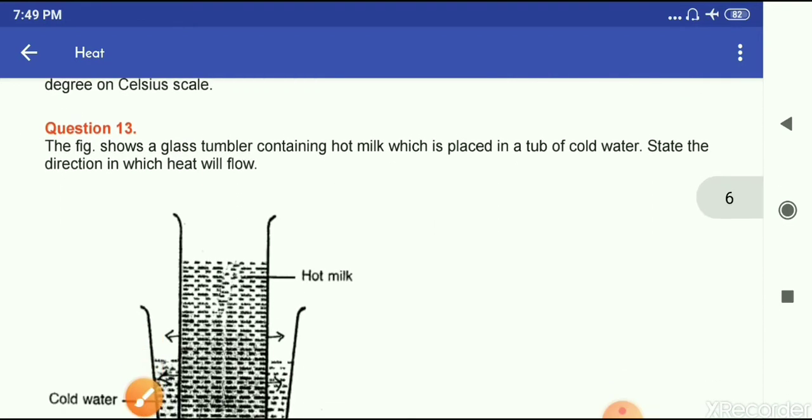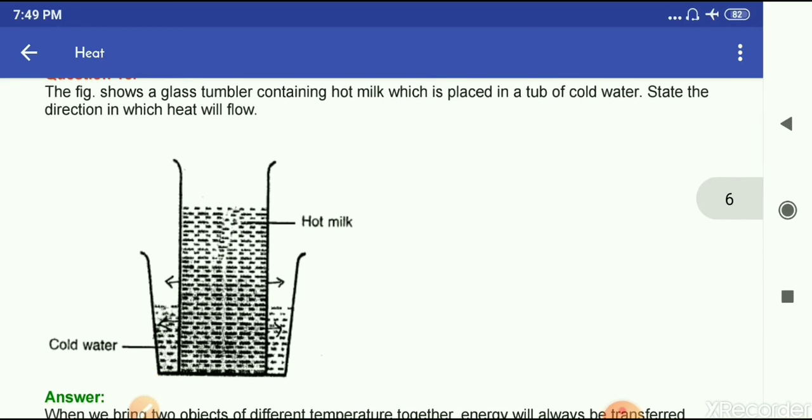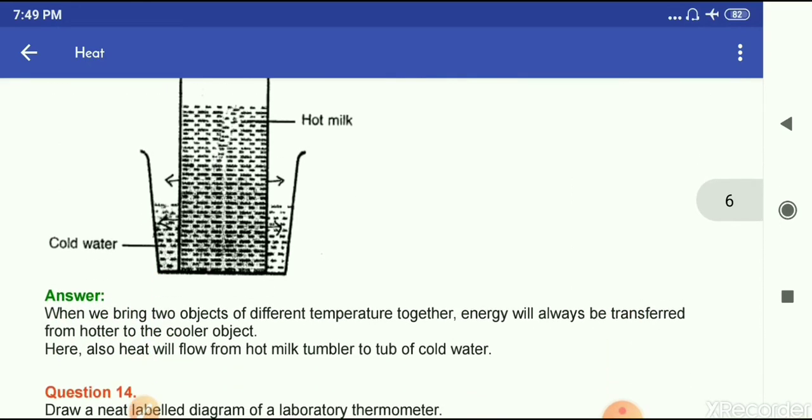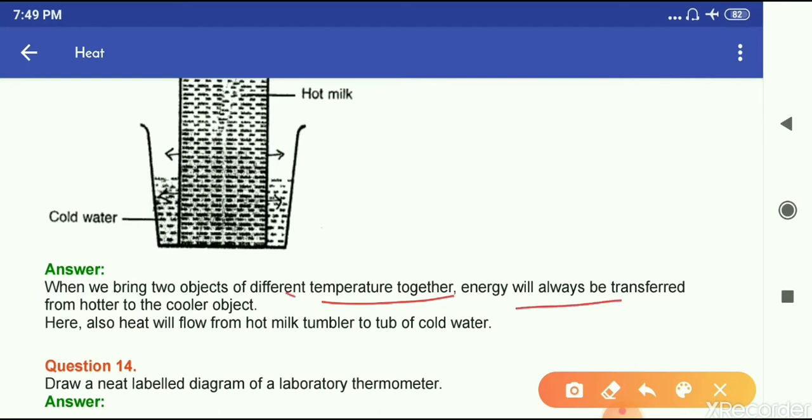Now question number 13. The figure shows a glass tumbler containing hot milk which is placed in a tub of cold water. State the direction in which heat will flow. So as you all know, heat flows from a hot body to a cold body. When we bring two objects of different temperature together, energy will always be transferred from the hotter to the colder object. Here also heat will flow from the hot milk tumbler to the tub of cold water.